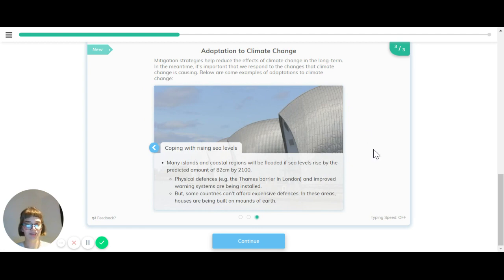Finally, coping with rising sea levels. Many islands and coastal regions will be flooded if sea levels rise by the predicted amount of 82 centimetres by 2100. Physical defences like the Thames Barrier in London and improved warning systems are being installed. But some countries can't afford expensive defences. In these areas, houses are being built on mounds first.